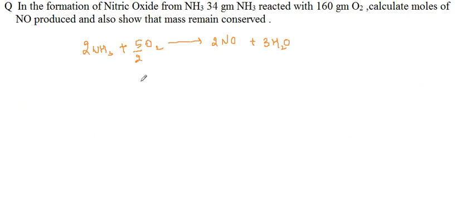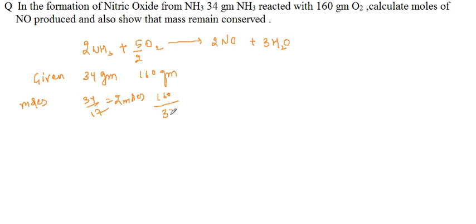Now, for ammonia, we have been given 34 grams of ammonia reacting with 160 gram of O2. Now what will the moles be? Here we have 34 divided by 17, that is 2 moles of ammonia. And how many moles of oxygen do we have? Moles of oxygen is 160 divided by 32. So we have 2 moles of ammonia and 5 moles of oxygen.